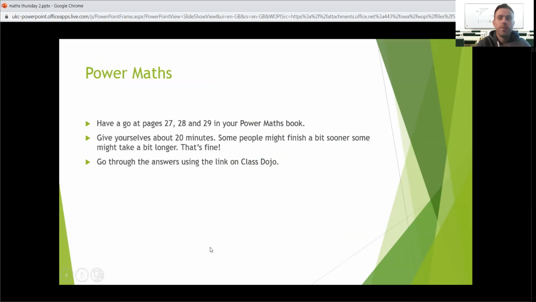All right, final thing, Power Maths. Today you're going to be having a go at pages 27, 28 and 29 in your Power Maths book. It's all very similar to what we've been doing. Please use any spaces for working out and try and do it that method, Alex's method, the method we've been doing today. You'll be fine with it if you do that. Okay, don't rush through. Take as long as it takes.